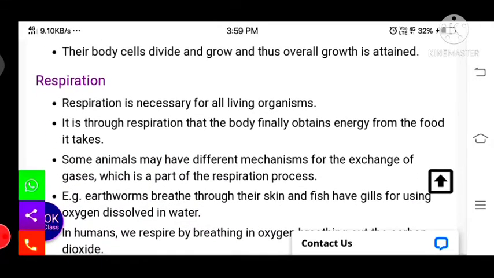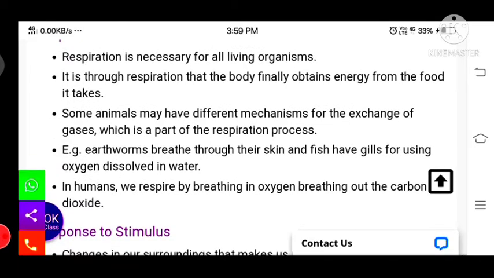Respiration is necessary for all living organisms. It is through respiration that the body finally obtains energy from the food we take. It means that if oxygen, or any other gas, like carbon dioxide in plants, comes inside the body, it can make the final product, which is glucose, because oxygen is necessary for glucose. In humans, if the oxygen does not come inside the body, it cannot make the final product.